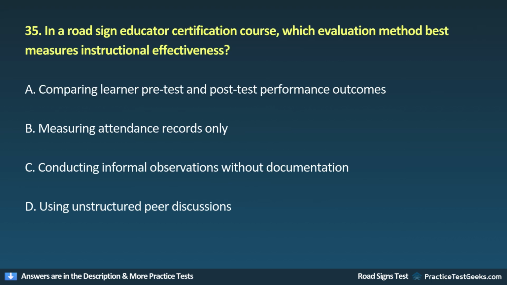35. In a road sign educator certification course, which evaluation method best measures instructional effectiveness? A. Comparing learner pre-test and post-test performance outcomes. B. Measuring attendance records only. C. Conducting informal observations without documentation. D. Using unstructured peer discussions.